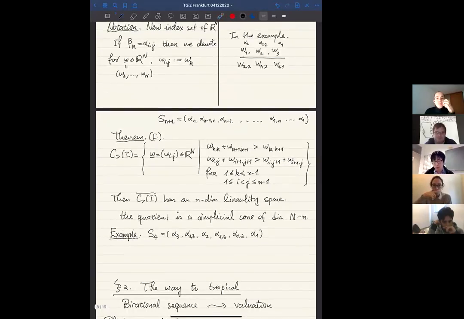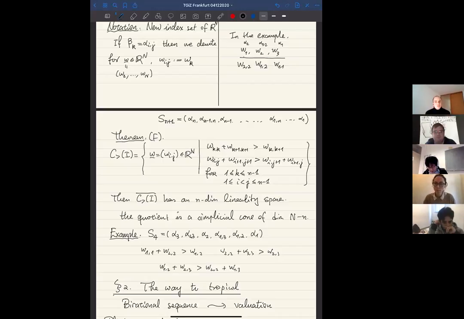Now I want to give you a little bit more complicated example, which is S4, because S3 is too easy. So S4, what are the inequalities? These inequalities are W11 plus W22 larger than W12, W22 plus W33 larger than W23, and W12 plus W23 is larger than W22 plus W13. Okay. So you see there are only 3 inequalities.